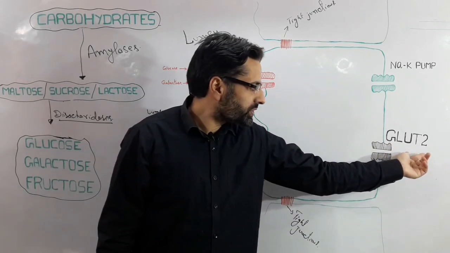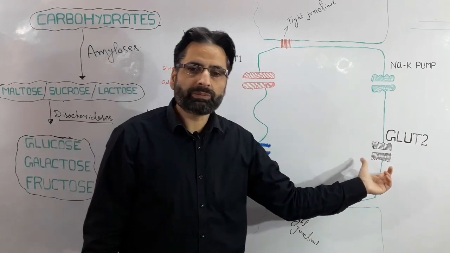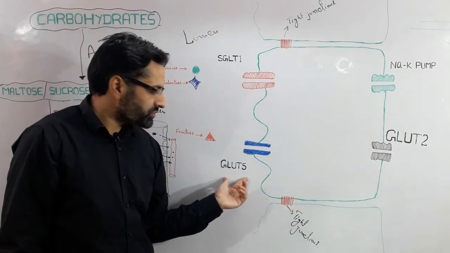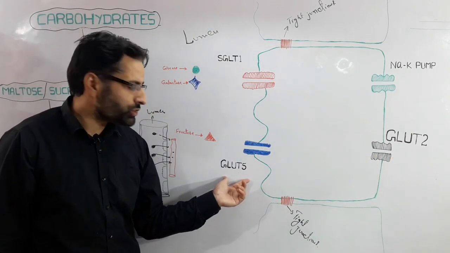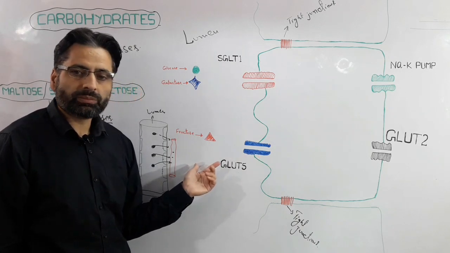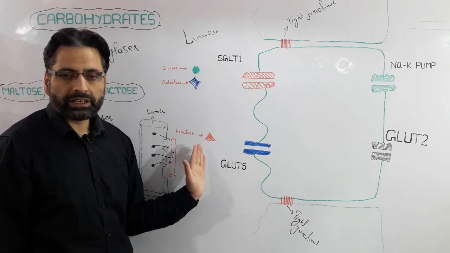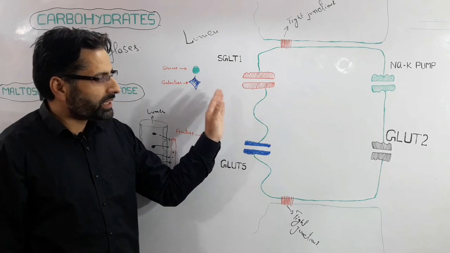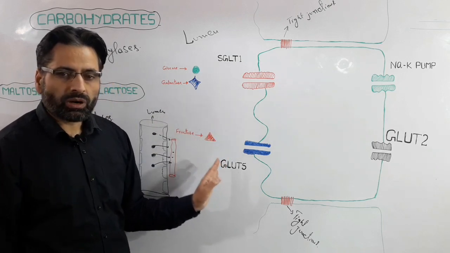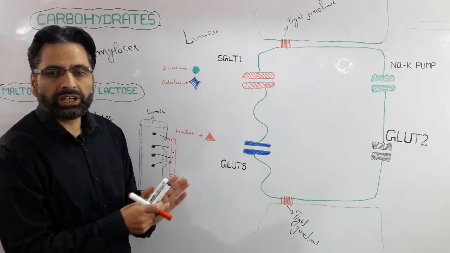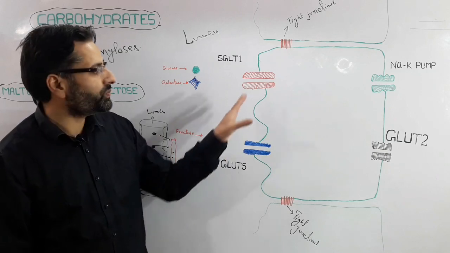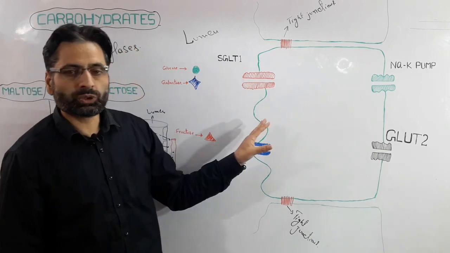So glucose transporter type 2 is towards the basolateral side, and glucose transporter type 5 is towards the apical side of this cell, towards the luminal side. So in order to understand the absorption of these carbohydrates, you have to remember 4 membrane transporters.